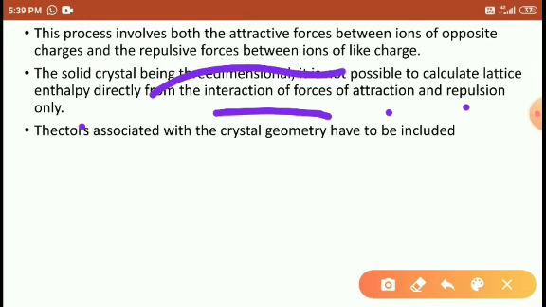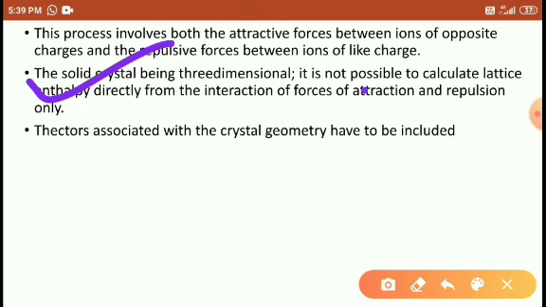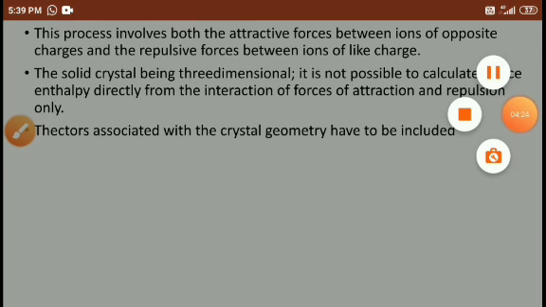How the attraction and repulsive forces are involved in this lattice enthalpy, we will discuss in the thermodynamics chapter, students. In the thermodynamics chapter, we will discuss the lattice enthalpy. Right, students? Thank you so much.